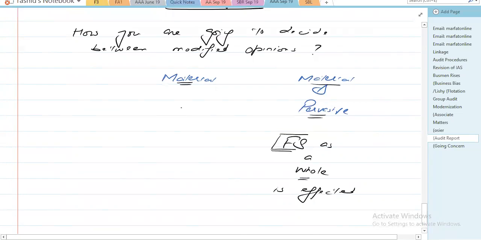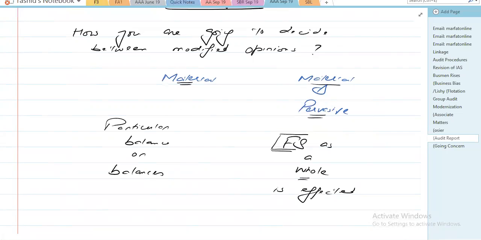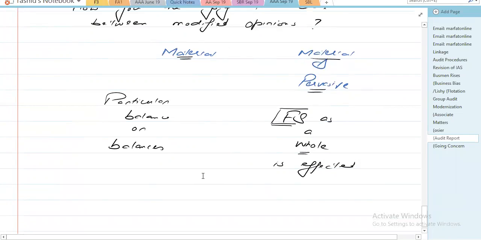But if something affects a particular balance or balances, but not the financial statement as a whole, or for example, you say that something is at the assertion level, affecting a particular balance or balances, but not the financial statement as a whole, then you're going to call that material, not financial statement as a whole.